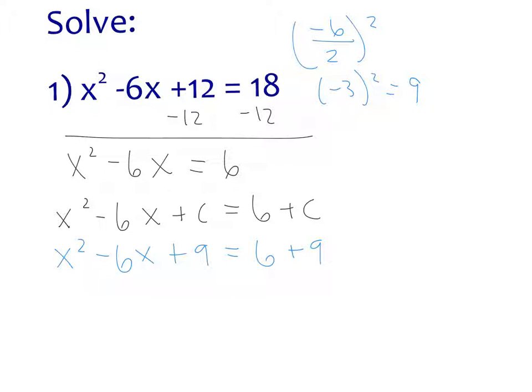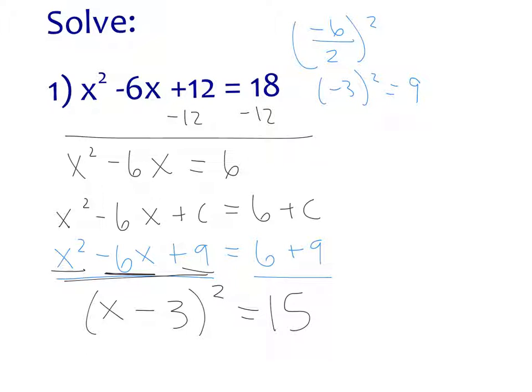And now let's go ahead and factor the left-hand side here and add 6 plus 9 on the other side. So I'm going to do 2 steps in one. So to factor this perfect square trinomial, okay, square root of my first term, x squared, is x. Square root of my last term, 9, is 3. And my sign in the middle should be the sign that is of my middle term. So x minus 3, the quantity squared, equals 15.